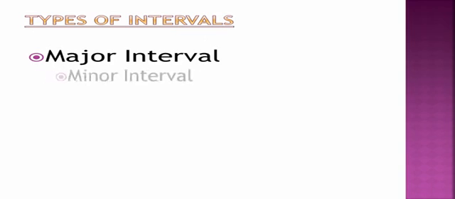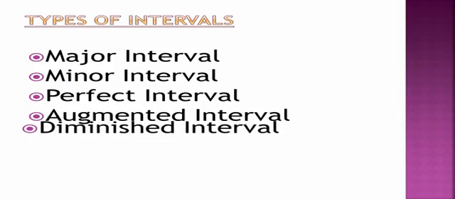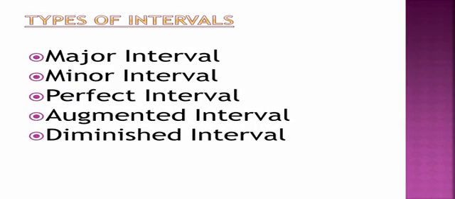So we will be looking at types of intervals. There are five of them: major interval, minor interval, perfect interval, augmented interval, and diminished interval. As a matter of fact, I wouldn't bug you with too much detail about it. We'll just use a chart later on in the lesson to be able to work out our intervals. But for now, just know it and memorize that the five types of intervals that we have are major interval, minor interval, perfect interval, augmented interval, and diminished interval.